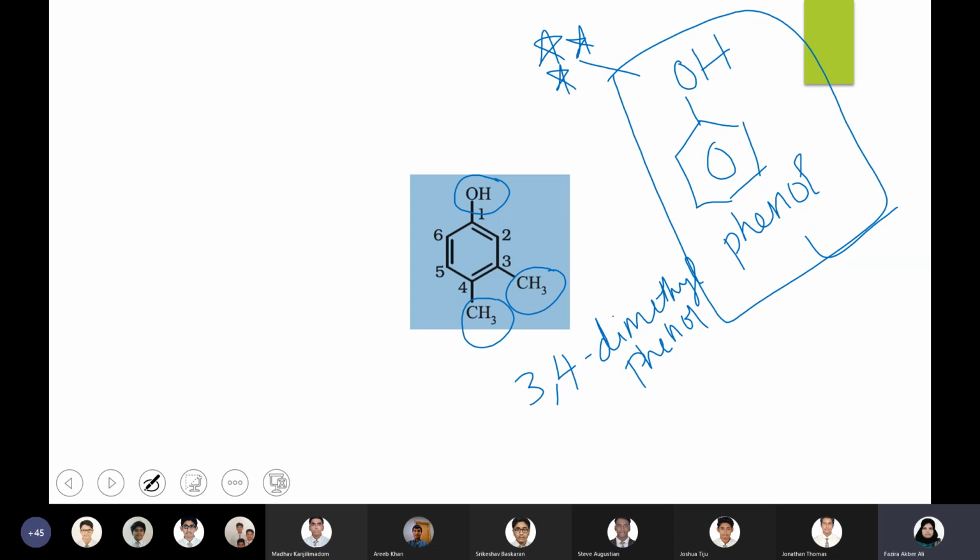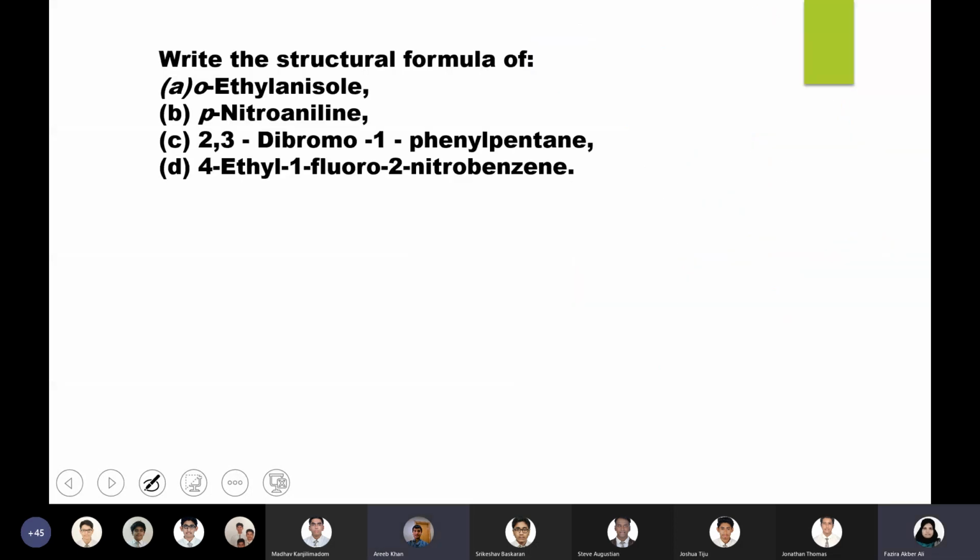Any doubt? No, ma'am. Okay, now let's do it the reverse way. I have given four names and you need to draw the structures for these compounds, because in the exam either the name will be given to draw the structure or the structure will be given to name the compound. So it could be either way. So let's try the other way.